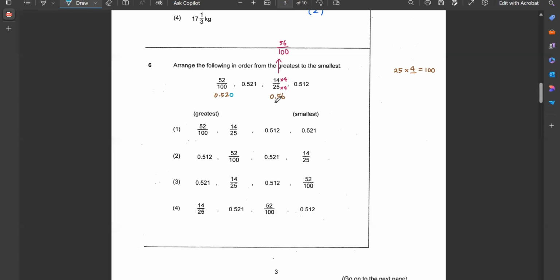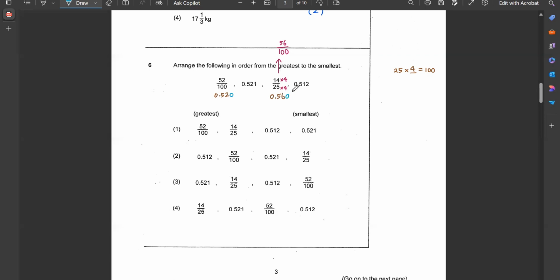Same for this 0.56. You see, there's only 2 decimal places, so simply add a 0 at the back to make it 3 decimal places. The last one is already 3 decimal places, 512 behind the dot. So now you can go on to compare the small and the big ones. They all start with 0.5, 0.5, 0.5, 0.5. Never mind. Look at your next number, the 100 place.